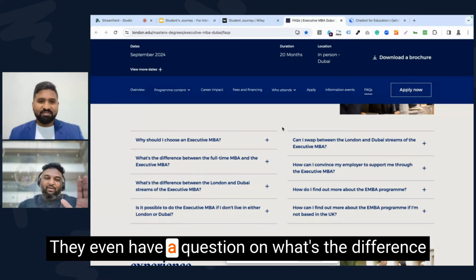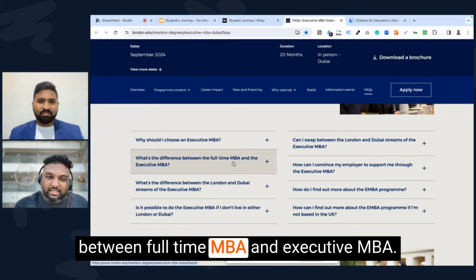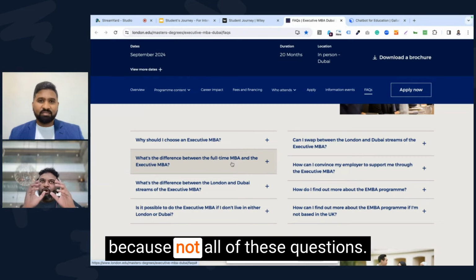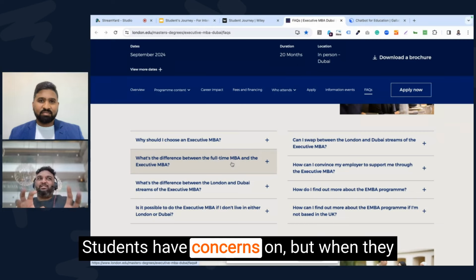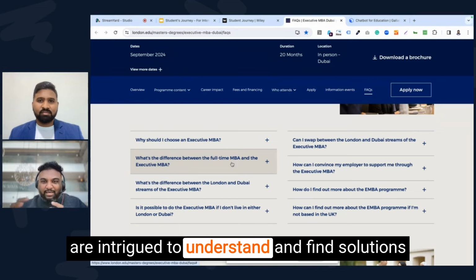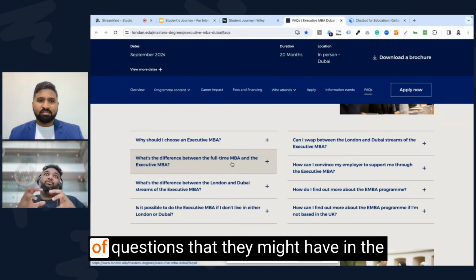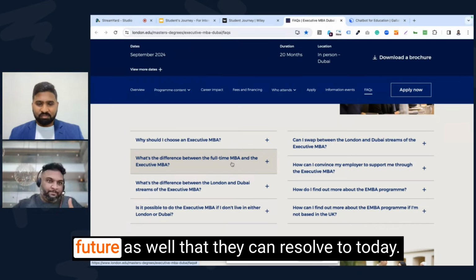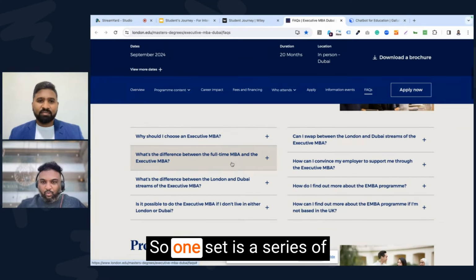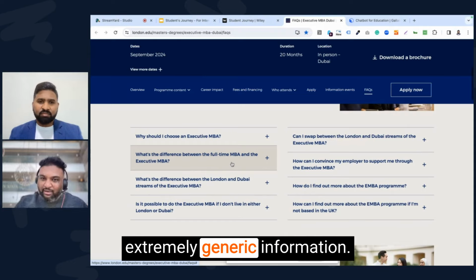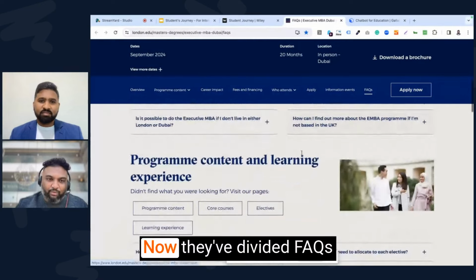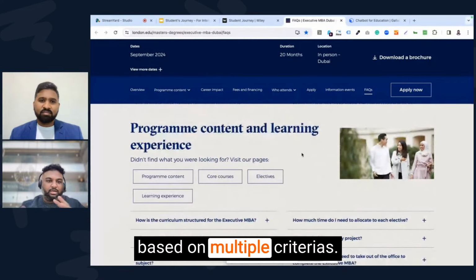And look at this, right? They even have a question on what's the difference between full-time MBA and executive MBA. Now, these questions are very important because not all of these questions are concerns for students. But when they start reading this repository of questions, they are intrigued to understand and find solutions to questions that they might have in the future as well, that they can resolve today. So one set is a series of extremely generic information. How can I find more information? All that is beautiful.